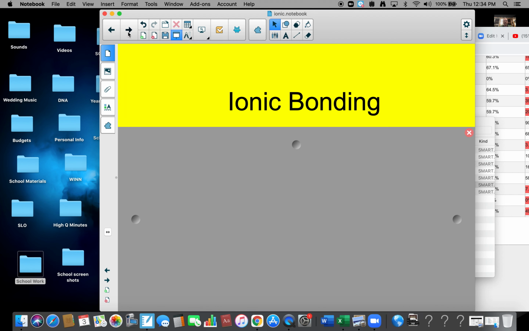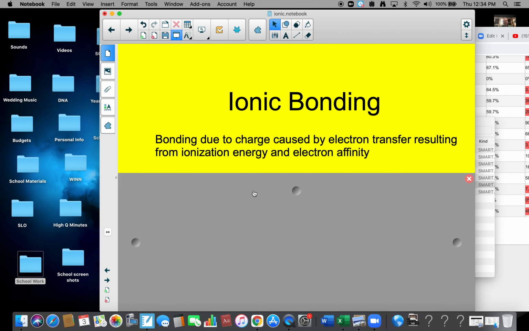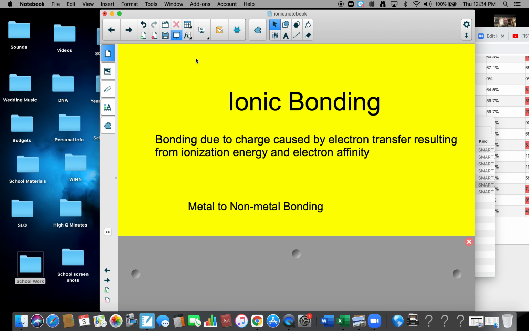Definition of ionic bonding: bonding due to charge caused by electron transfer, resulting from ionization energy and electron affinity. Remember, ionization energy is the energy needed to lose an electron, and electron affinity is the energy needed to gain an electron. Since metals prefer to lose and non-metals prefer to gain, ionic bonding is a metal to non-metal bonding.